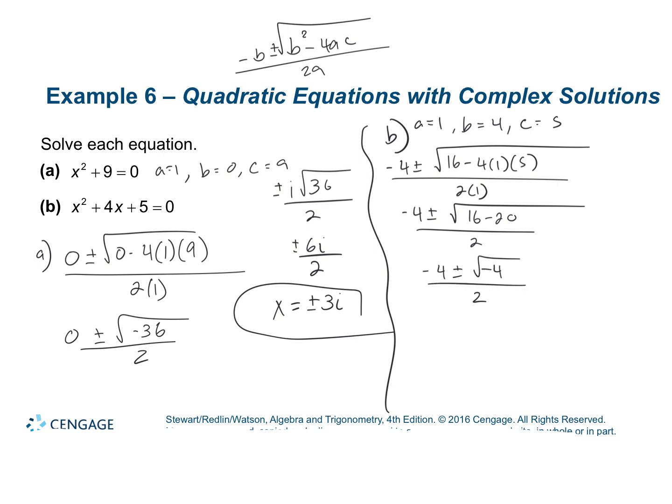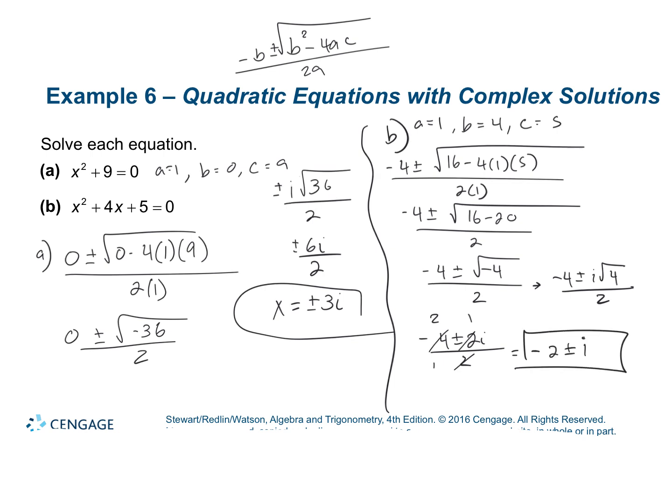Now we know this is going to become negative 4 plus or minus i root 4 over 2. And again, 4 is a perfect square, so we're left with negative 4 plus or minus 2i over 2. Now, because all of those numbers are divisible by 2, I can do 4 divided by 2, 2 divided by 2, and 2 divided by 2. So I'm going to get 2, 1, and 1. So my final answer is actually going to be negative 2 plus or minus i.